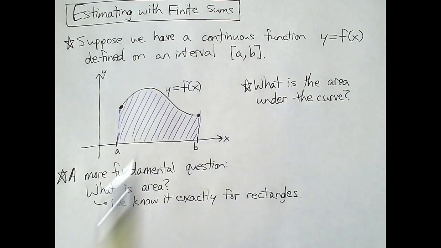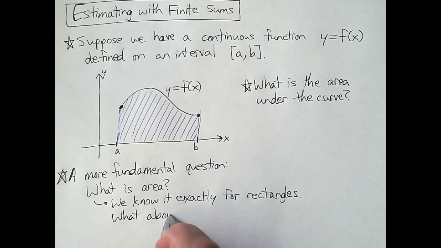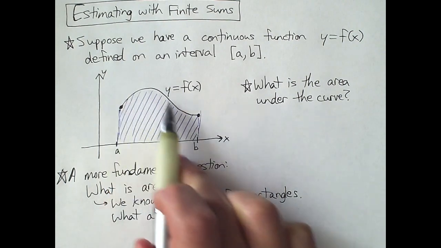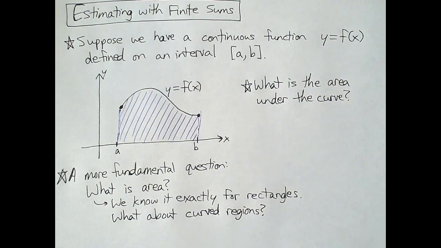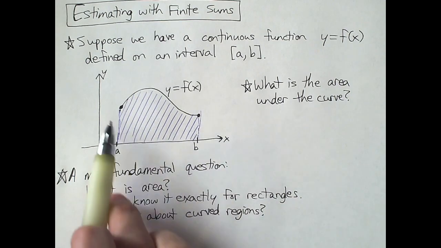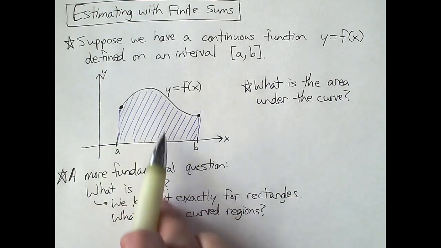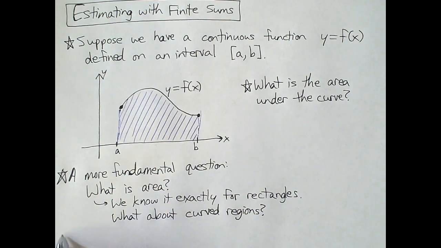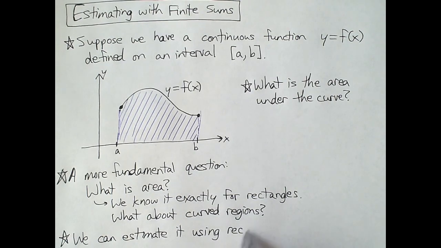But what about a weird curved region like this? What about curved regions? In particular, curved regions that are sort of traced out by some kind of continuous function. It's tricky, right? I guess you could get out a ruler and you could try to measure out the square units, but the curve is going to make it difficult. So here's an idea. We can estimate. We can estimate it using rectangles.